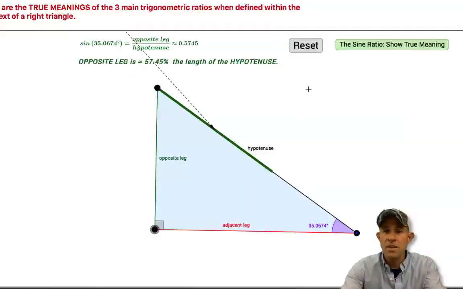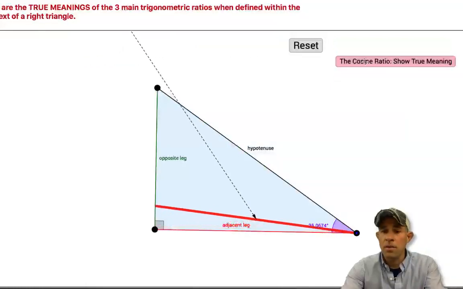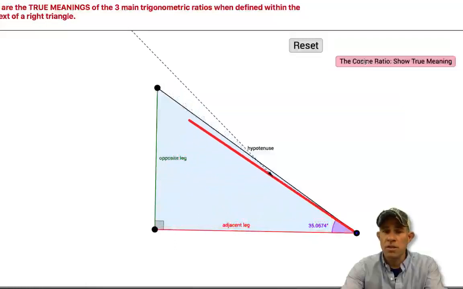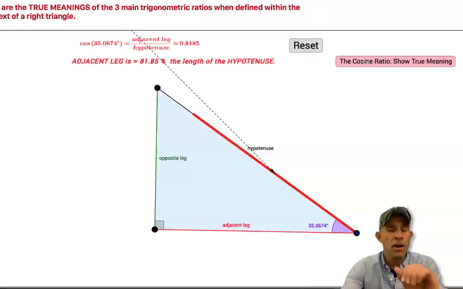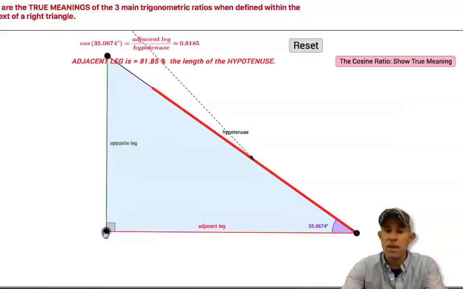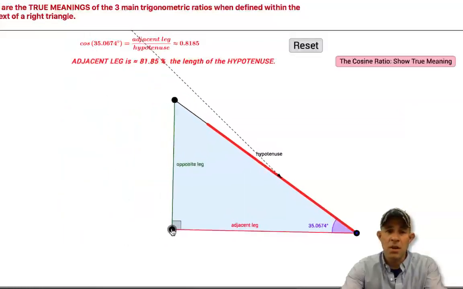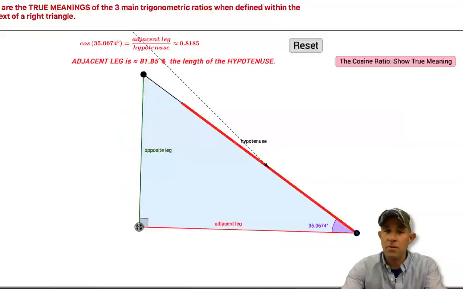All right, now let's take a look at the meaning of the cosine. The cosine ratio compares the adjacent leg and the hypotenuse. So here we go, let's swing our adjacent leg up and compare it to our hypotenuse. You see that for this 35-degree angle, the adjacent leg is about 0.818 in length compared to the hypotenuse. And again, as I drag and change the length of my adjacent leg and my hypotenuse, that ratio continues to stay the same no matter the size of my triangle.